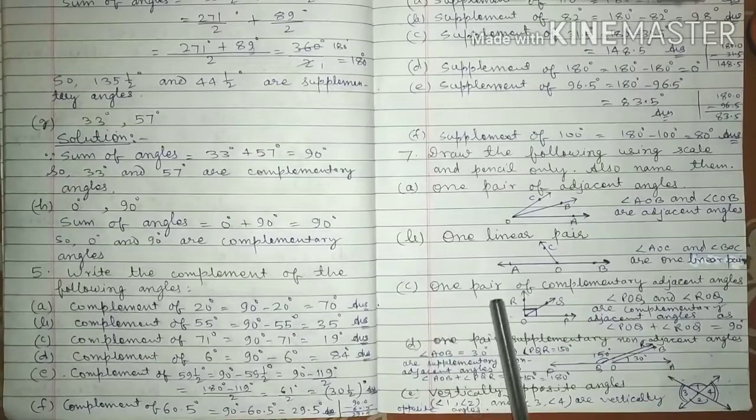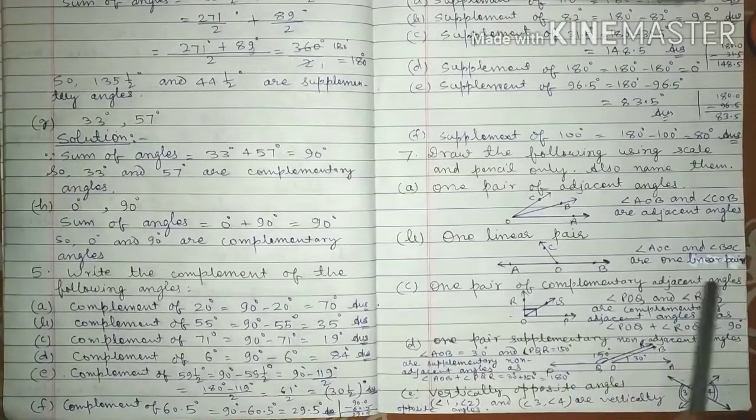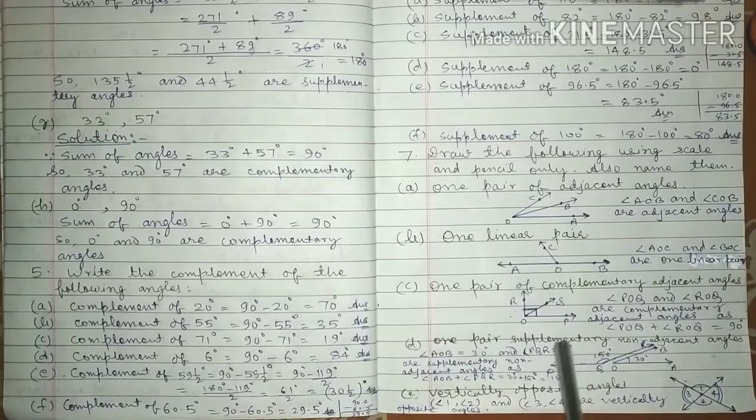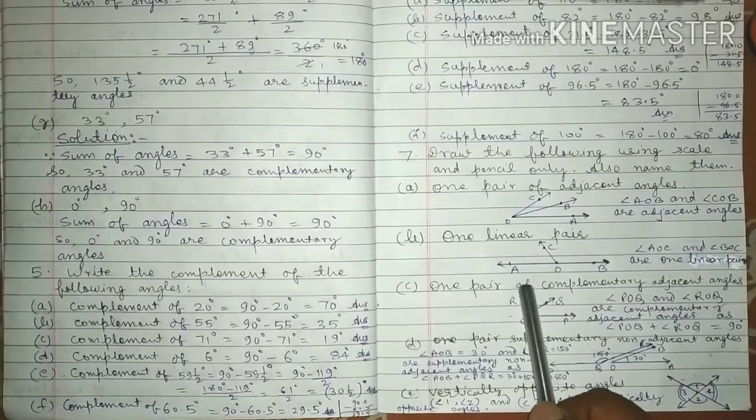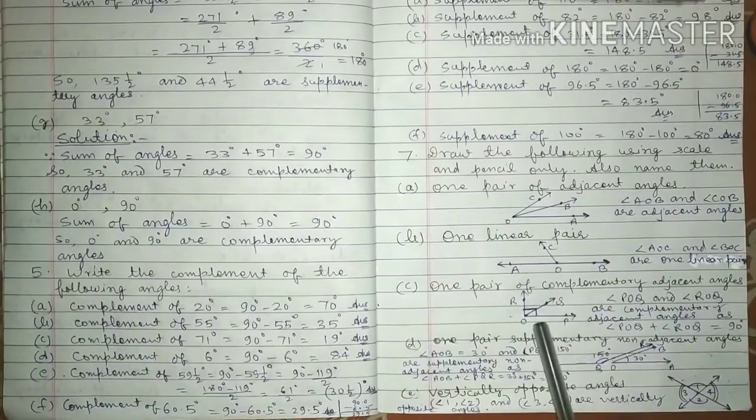Question number C. One pair of complementary adjacent angles. We draw angle POQ and angle ROQ such that their sum is 90 degrees. Here O is the common vertex, OQ is the common arm. Hence, angle POQ and angle ROQ are one pair of complementary adjacent angles. This is the answer of question number C.